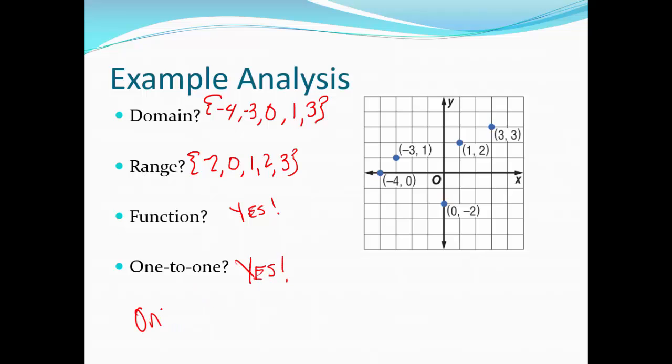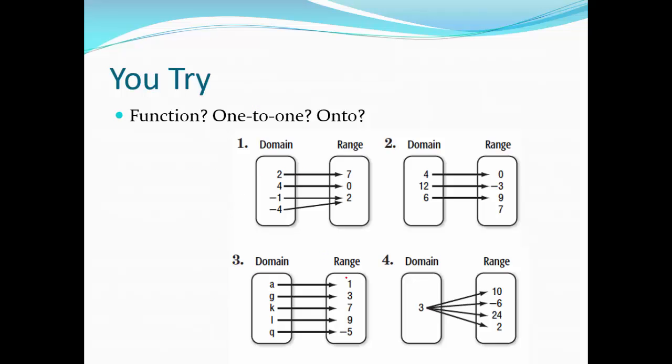Okay, is it onto? Is every number in my range used? Well, yes. So this is one-to-one and onto for the reasons we've talked about in our definitions. Okay? Now there's a few here that I want you to try. So I want you to ask yourself 3 questions for each of these 4 mapping diagrams. Is it a function? Is it one-to-one? Is it onto? I'll do the first one with you, and then I'll let you pause and try the second or the third, final third examples.